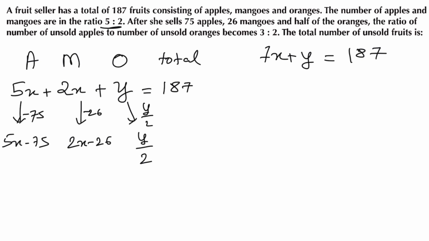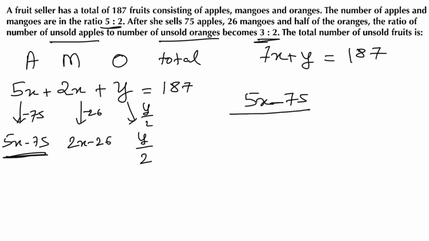Then the ratio of the number of unsold apples to the number of unsold oranges becomes 3:2. So what we're saying is, 5x - 75, the remaining apples, divided by the number of oranges remaining, y/2, is 3:2, or 3/2. The whole idea is I'm going to solve these two equations simultaneously and figure out the values of x and y to be able to get the answer.